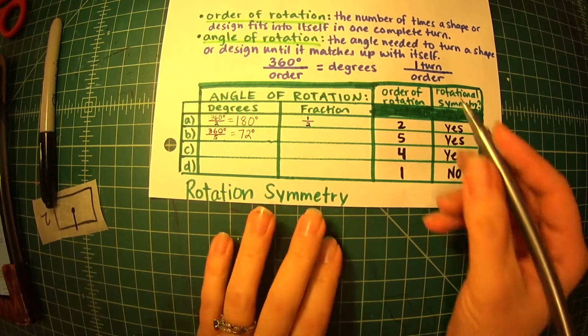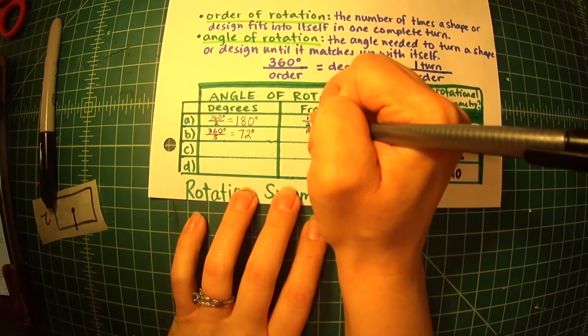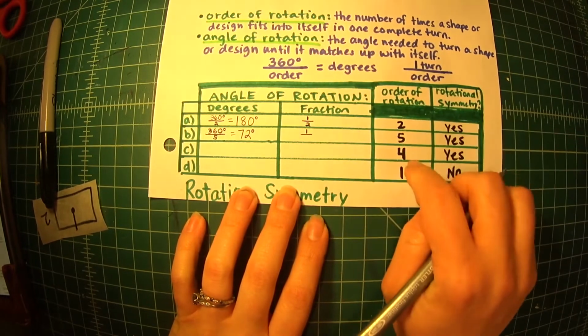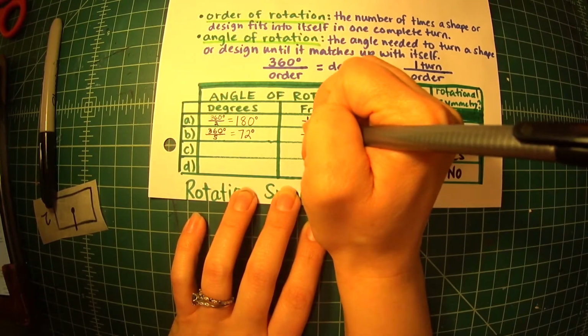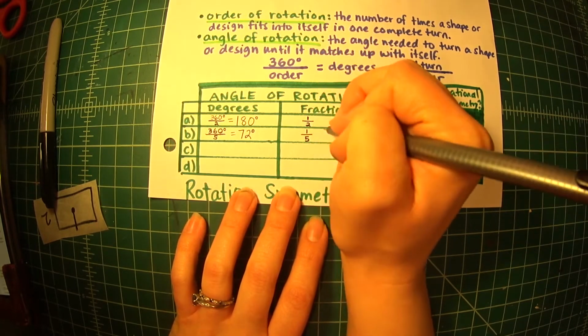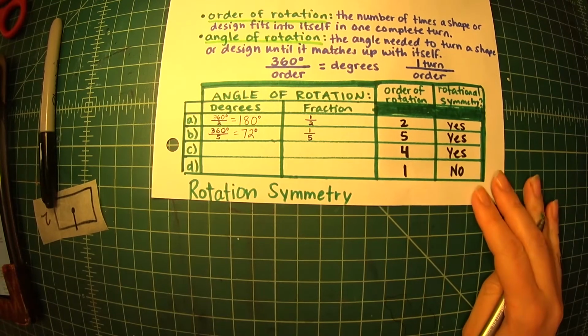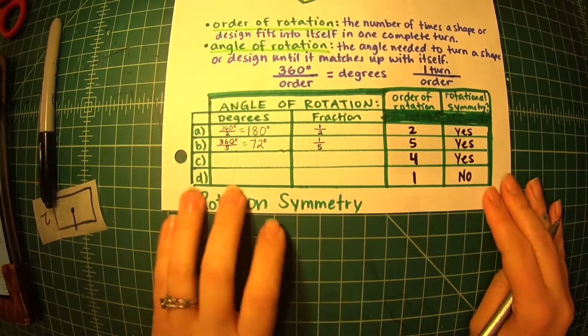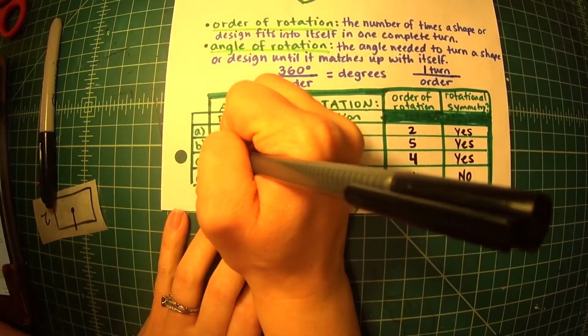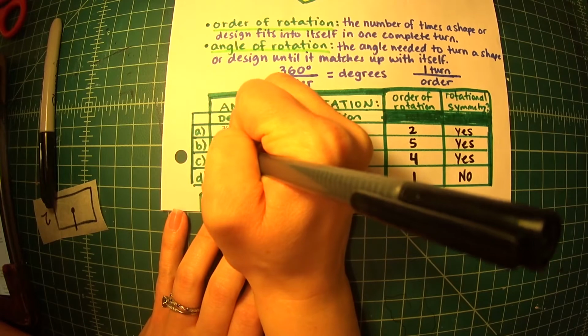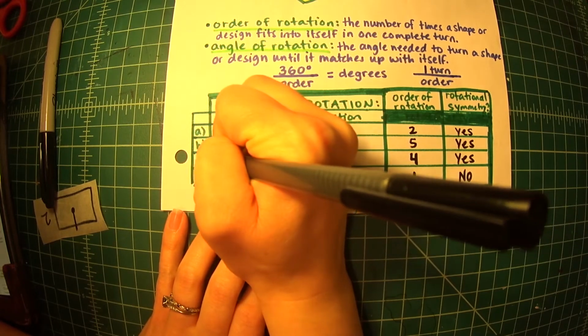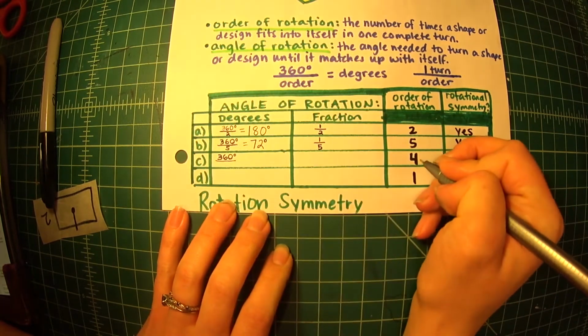So now for fraction, always 1 in the numerator. Denominator is the order of rotation. So I turned it a fifth of the overall turn before it matched up. Okay, C, next one. Same thing, angle of rotation in degrees. I do 360, a complete turn, and divide it by the order.